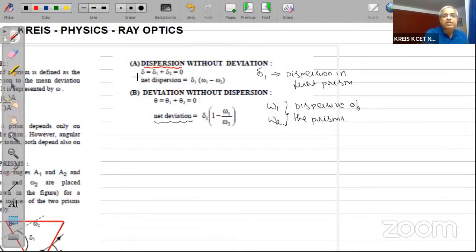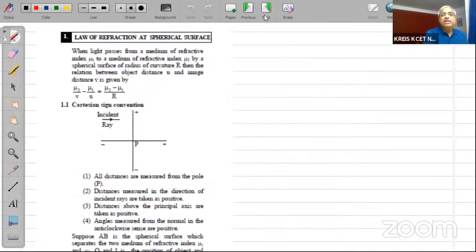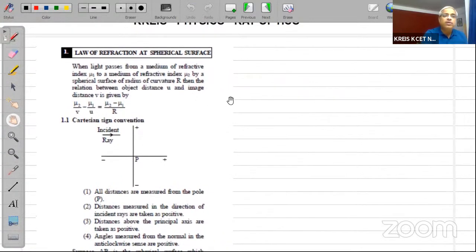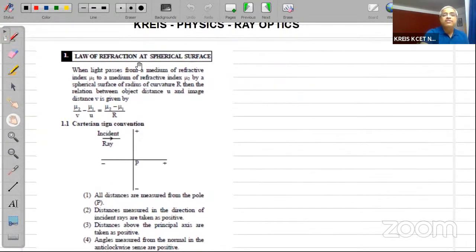Keep these two equations carefully, they will be useful for our problem solving later on. Okay. Now with this, I have more or less come to the end of the prisms. All this while, what we have looked at is the refraction that happens at a plane surface. Now let us revise some of the important ideas of refraction at the spherical surface.